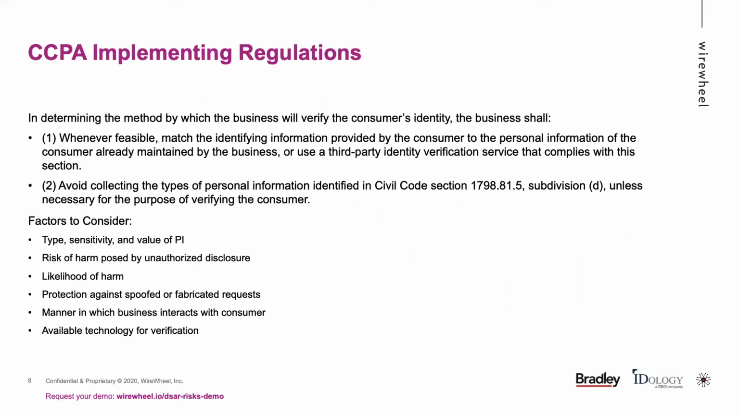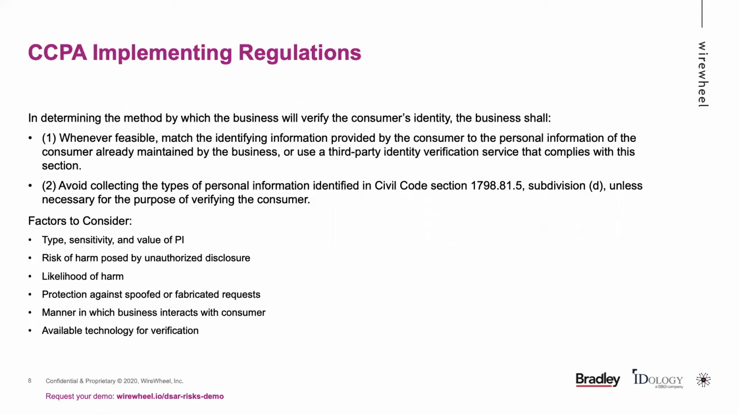So those are things like social security numbers, date of birth, financial account information, health information. Those are the types of things that you want to avoid using and collecting in order to verify the consumer. It's also the type of information that you would not want to provide back to the consumer, and there's actually an explicit exception to providing that information as part of a request.